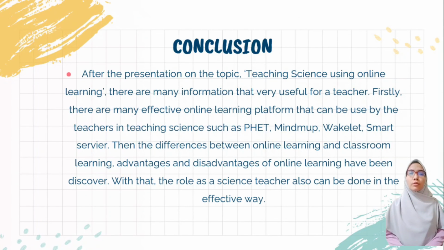In conclusion, from the presentation on the topic teaching science using online learning, there is much information that is very useful for a teacher. Firstly, there are many effective online learning platforms that can be used by teachers in teaching science, such as PHET, MyMap, Wakelet, and Smart Survey. Then, the differences between online learning and classroom learning, and the advantages and disadvantages of online learning, have also been discovered. With that, the role of a science teacher can also be done in an effective way during online learning.